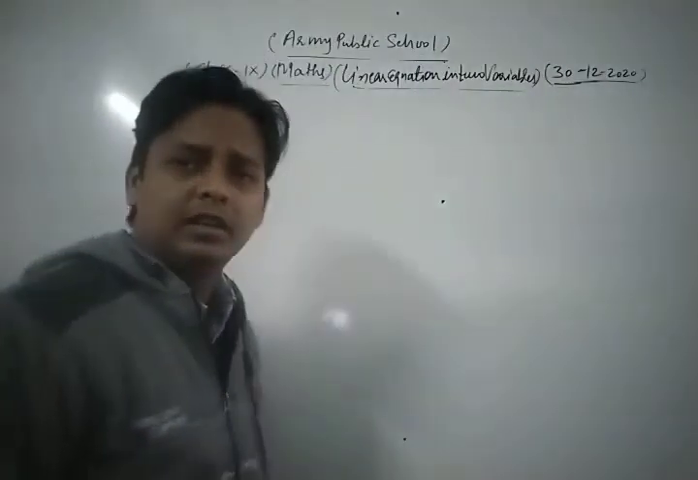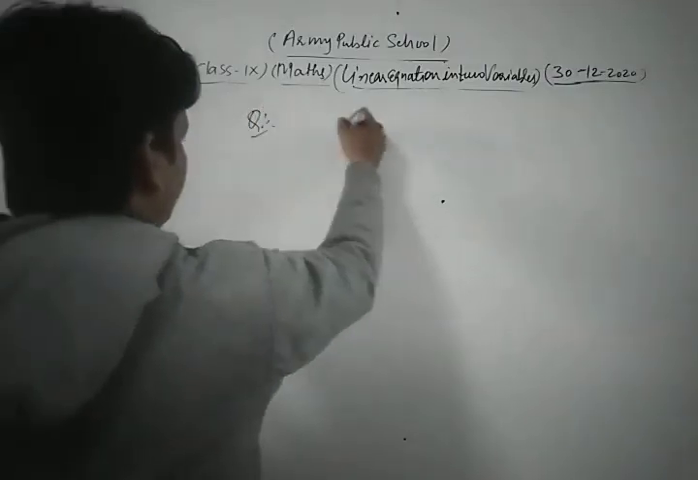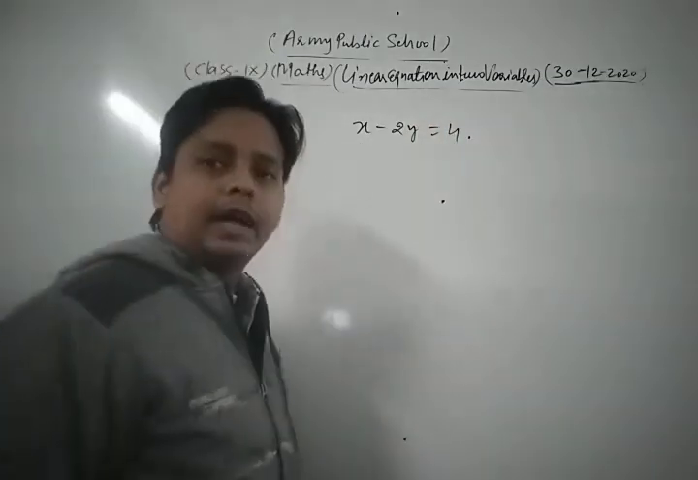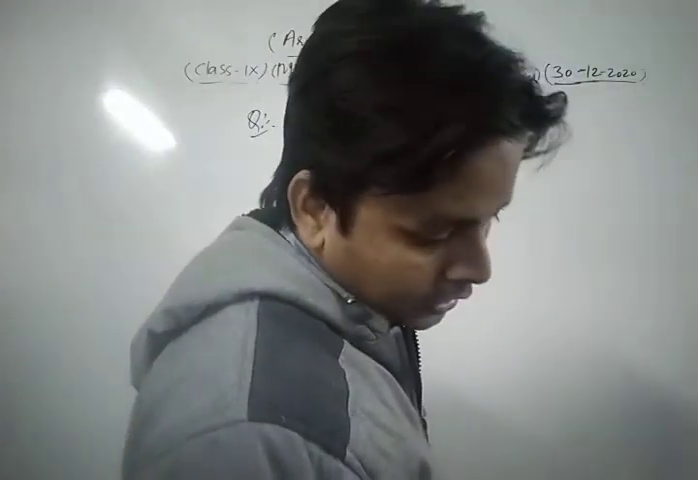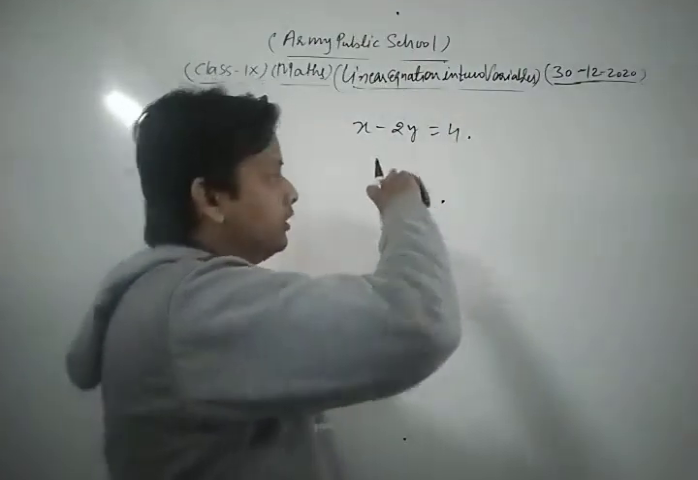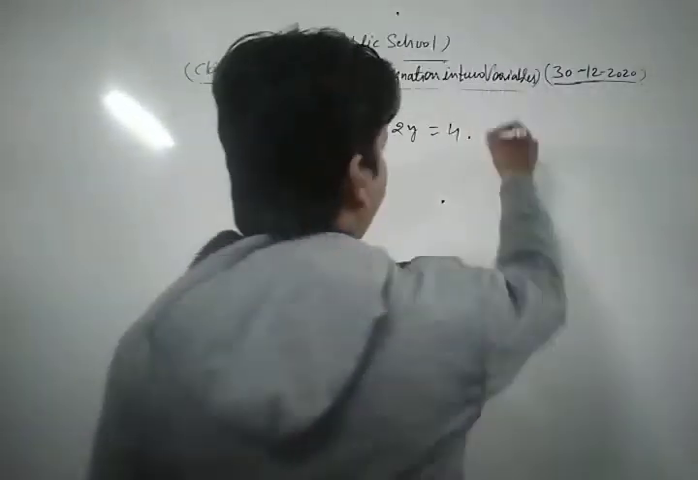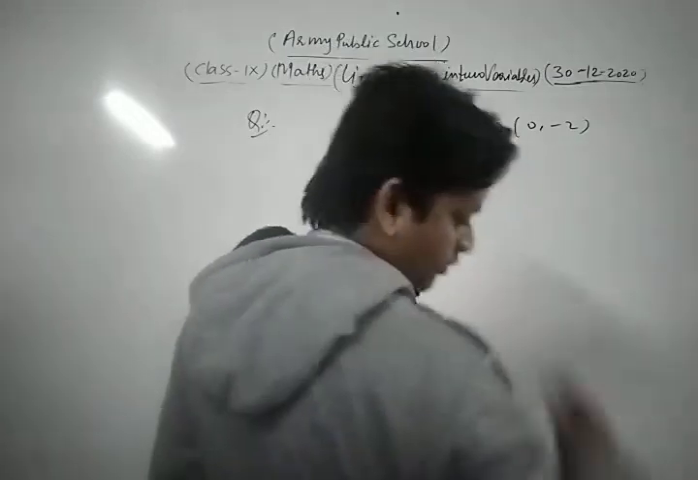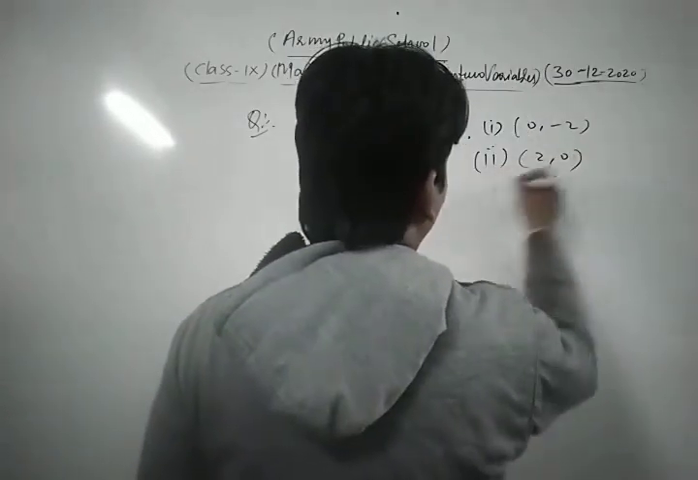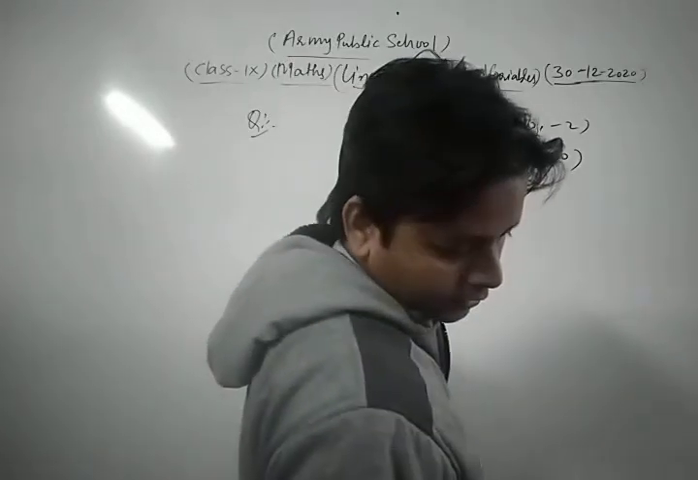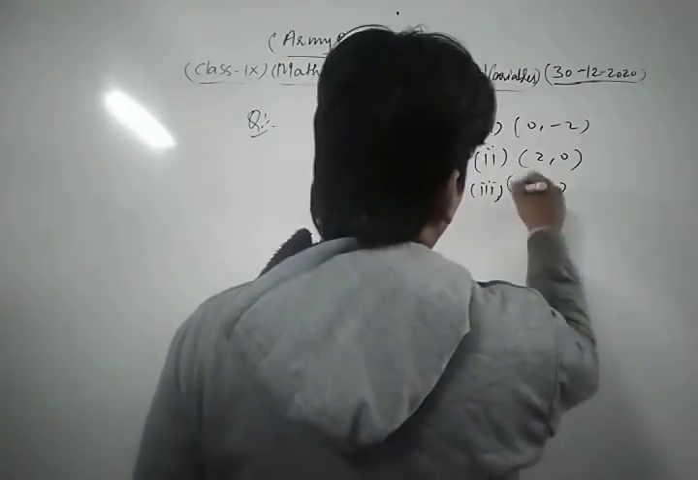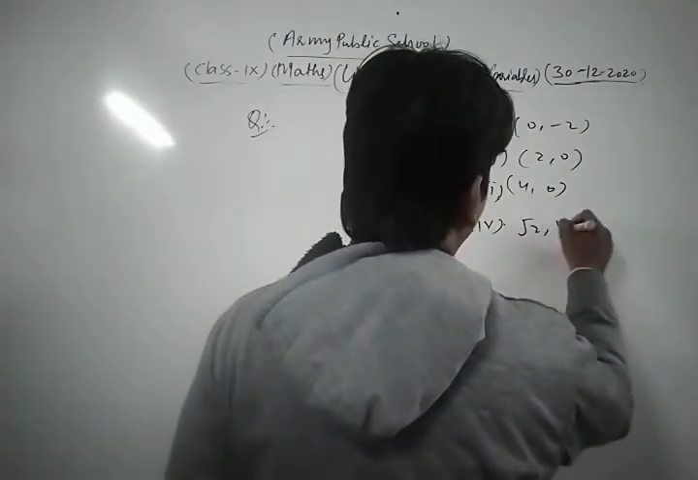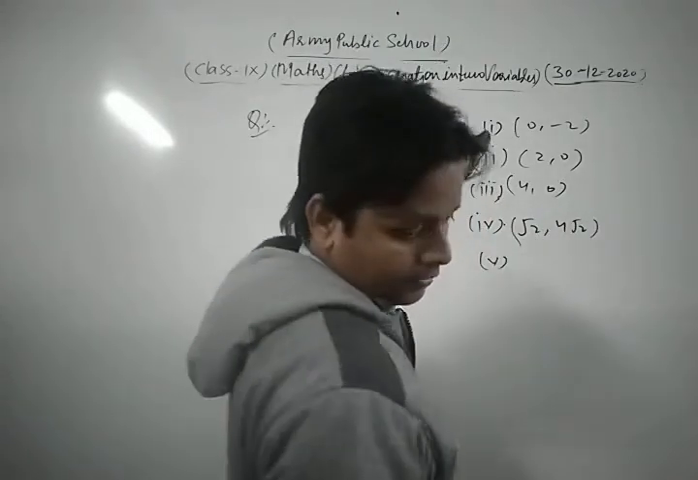Let's see, dear friends. Suppose we take a question. Suppose we have a linear equation x minus 2y is equal to 4, and we check whether the given pairs of values are solutions of this equation or not. Here the pairs of values are: first, 0 comma minus 2; second, 2 comma 0; third, 4 comma 0; fourth, root 2 comma 4 root 2; and fifth, 1 comma 1.